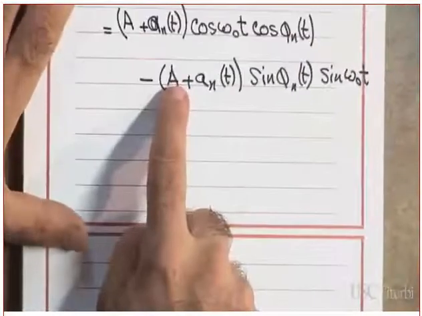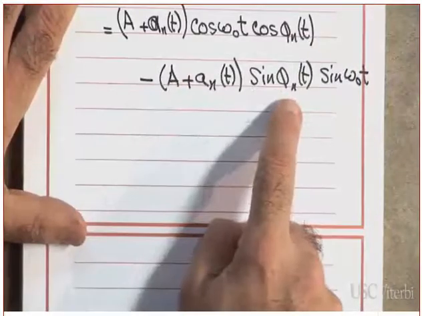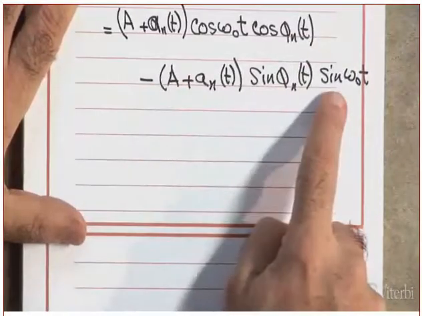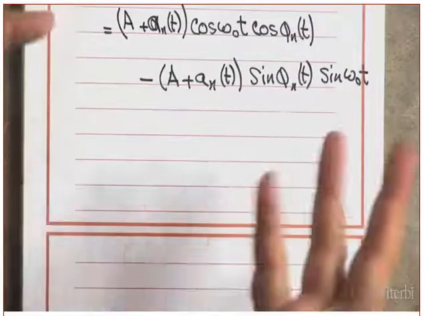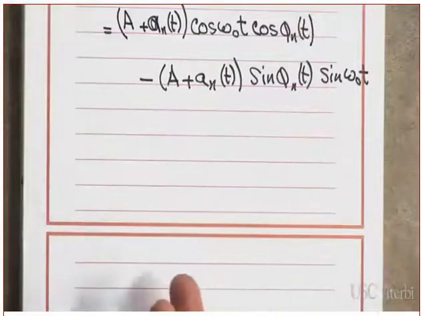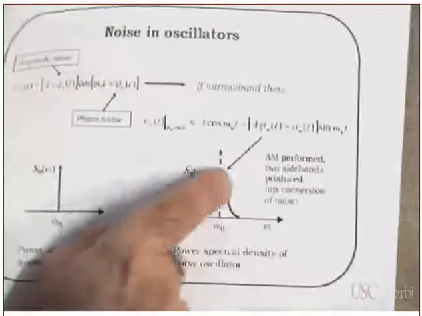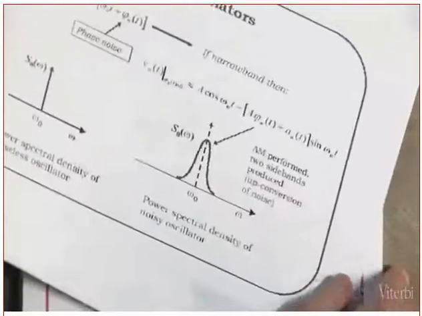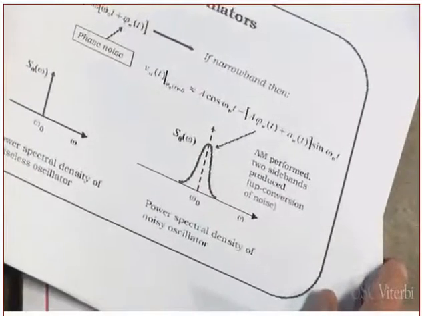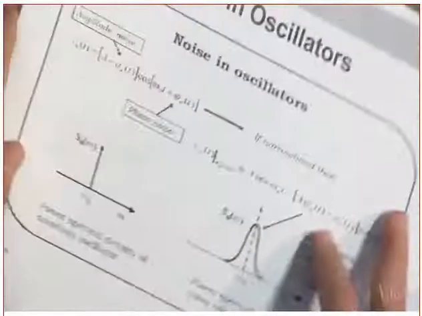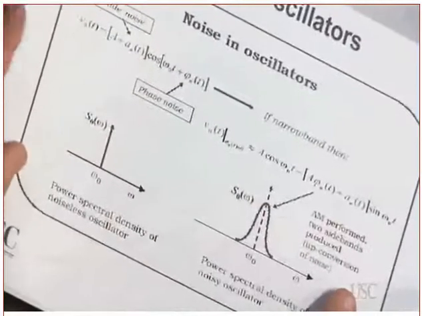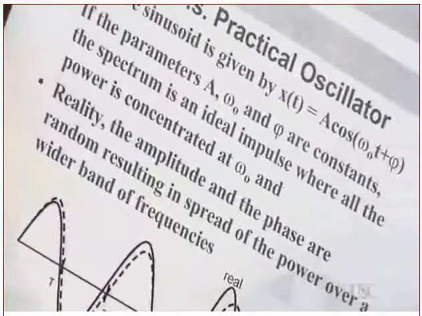Which means this one will become what? A phi n of T times sine omega naught T. But that's what? That's an AM modulation. Do you agree with me or not? The amplitude is modulated. That will explain this one. Clear? Okay, as opposed to the clean one like this. Clear so far? No response.